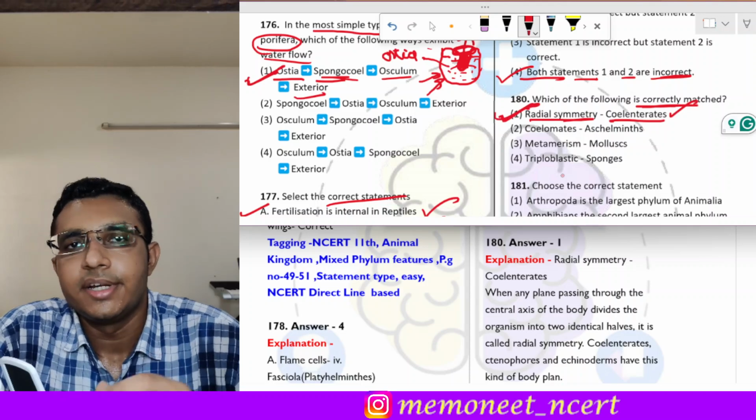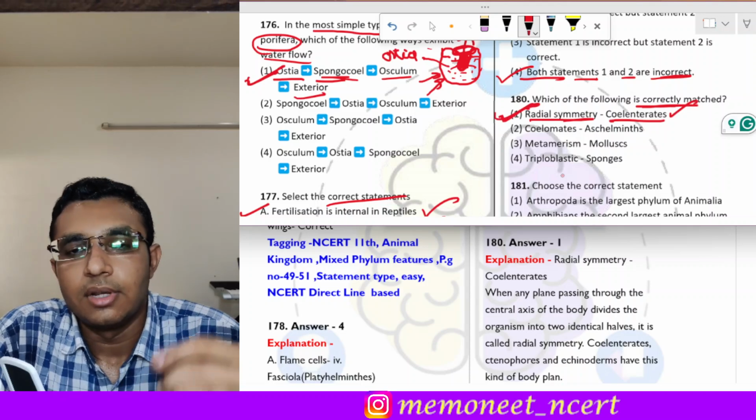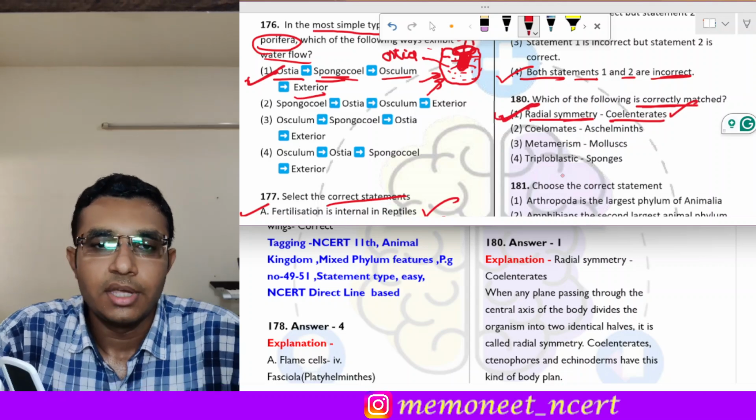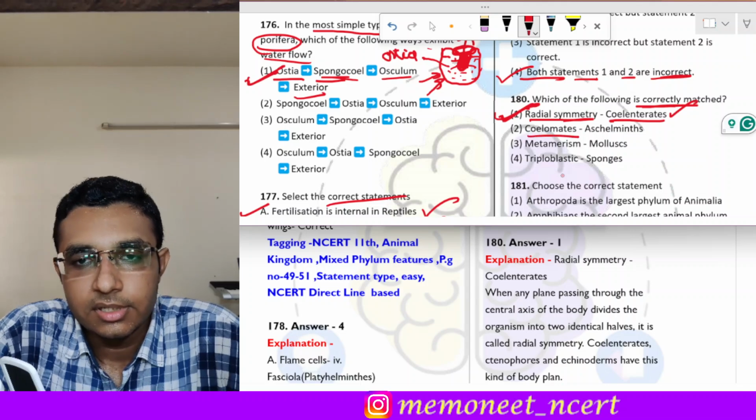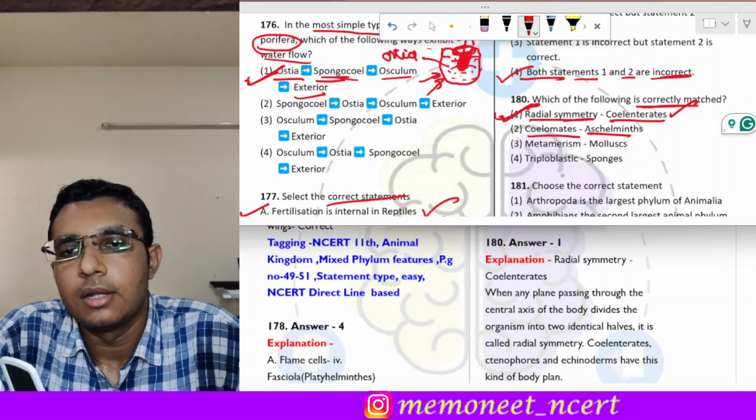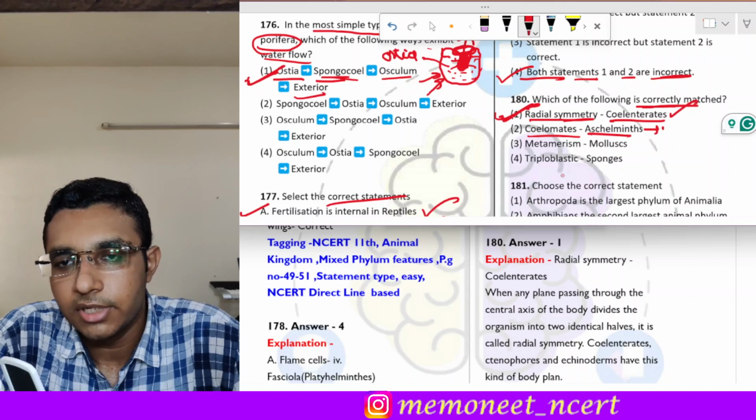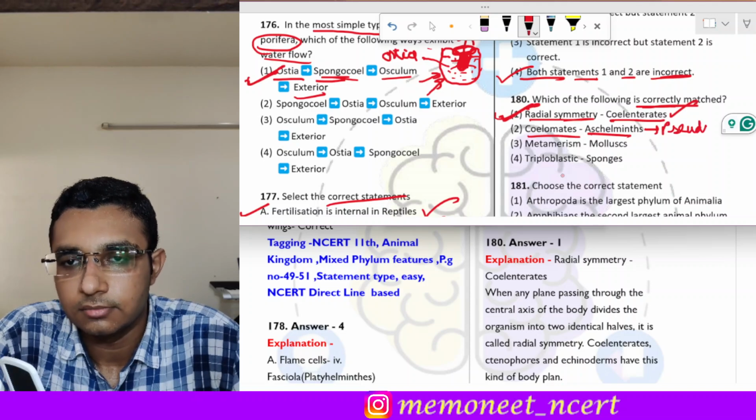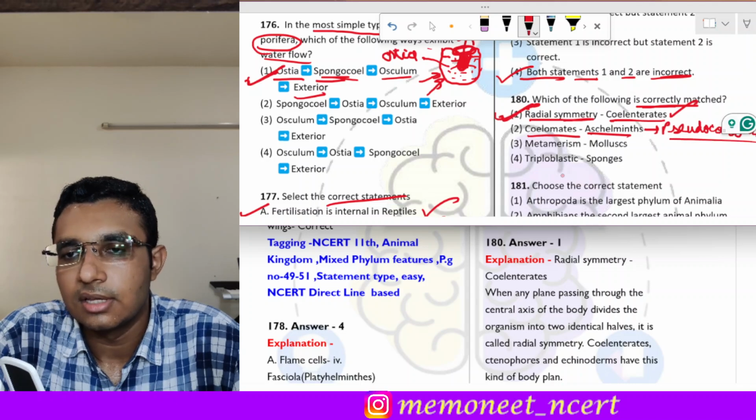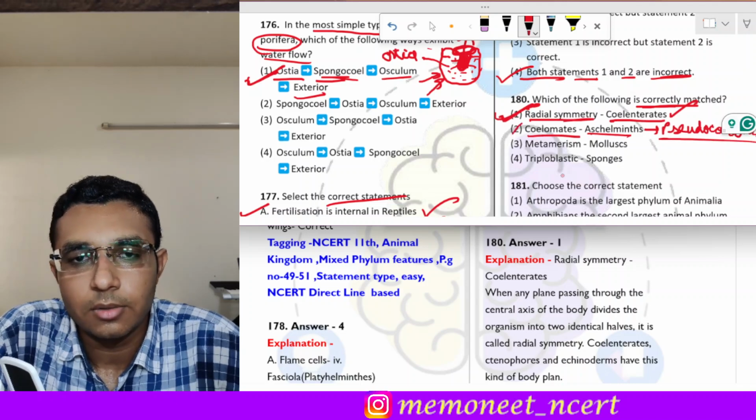So coelenterates are radially symmetrical. So let us read the other three options also. This second option is coelomates, aschelminths. Now see, aschelminths are not true coelomates, they are pseudocoelomates. Okay, since aschelminths are pseudocoelomates, this option is incorrect.